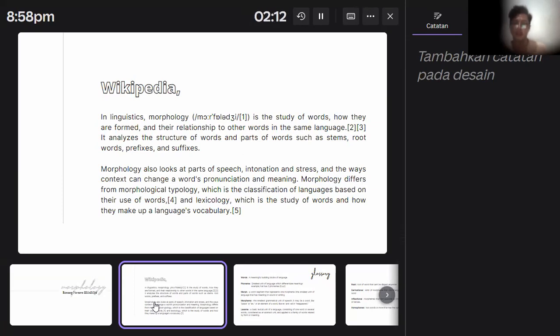In linguistics, morphology is the study of words, how they are formed, and their relationship to other words in the same language. It analyzes the structure of words and parts of words such as stems, root words, prefixes, and suffixes. Morphology also looks at parts of speech, intonation, and stress, and the ways context can change a word's pronunciation and meaning. Morphology differs from morphological typology, which is the classification of languages based on their use of words, and lexicology, which is the study of words and how they make up a language's vocabulary.